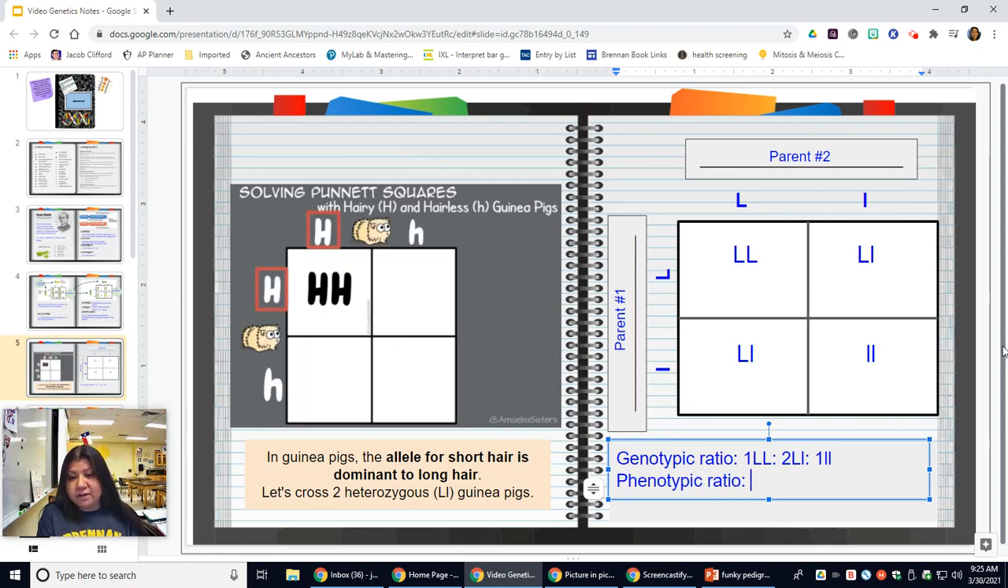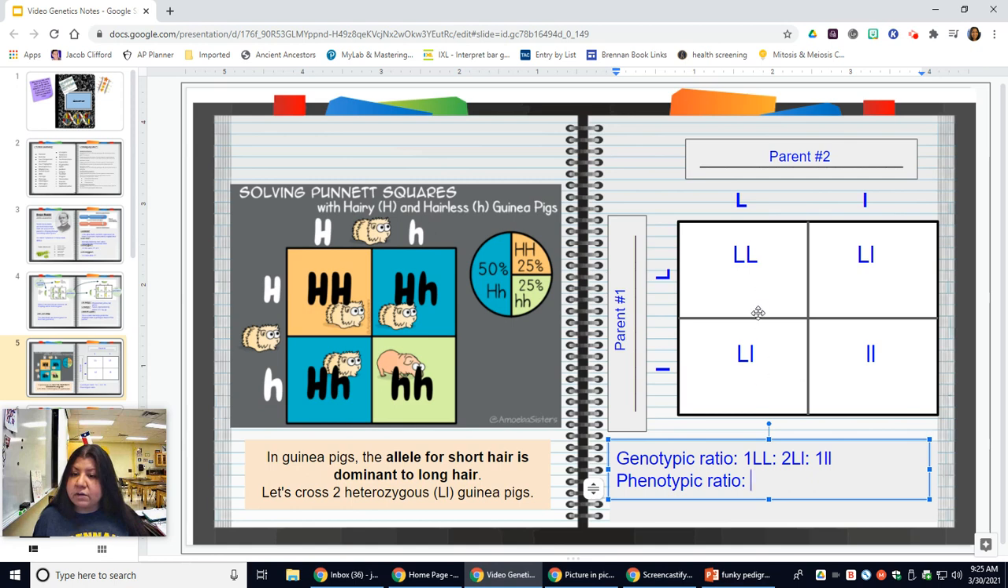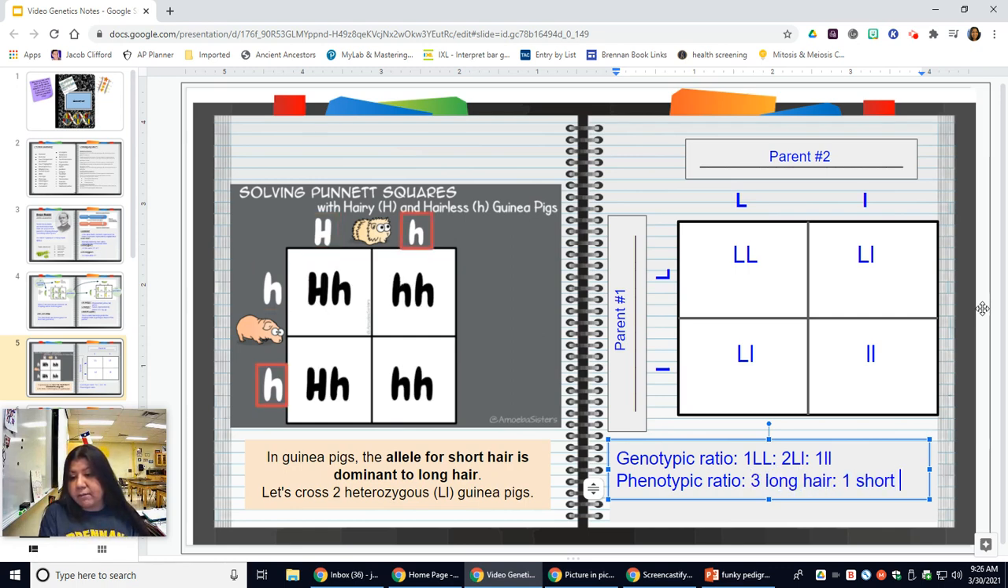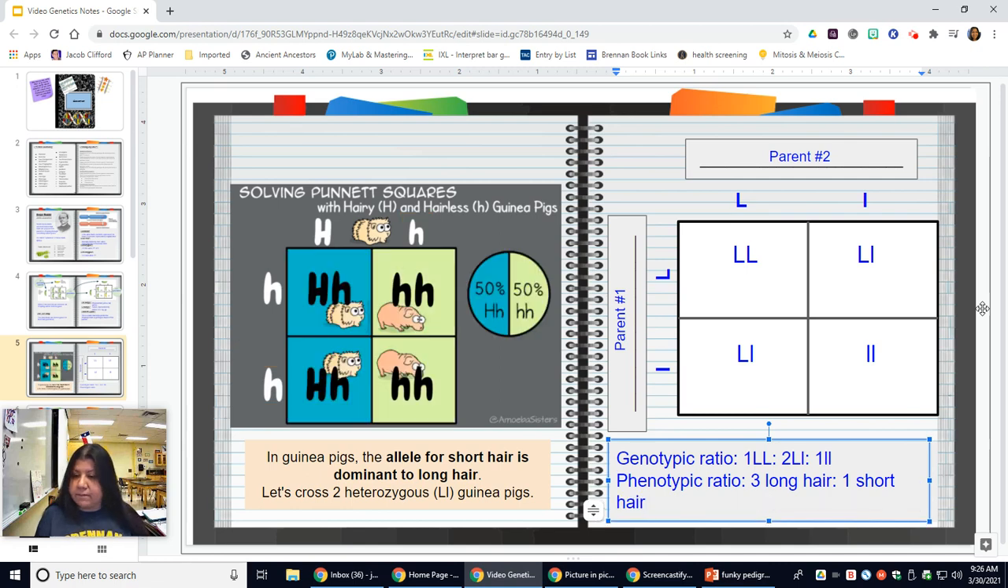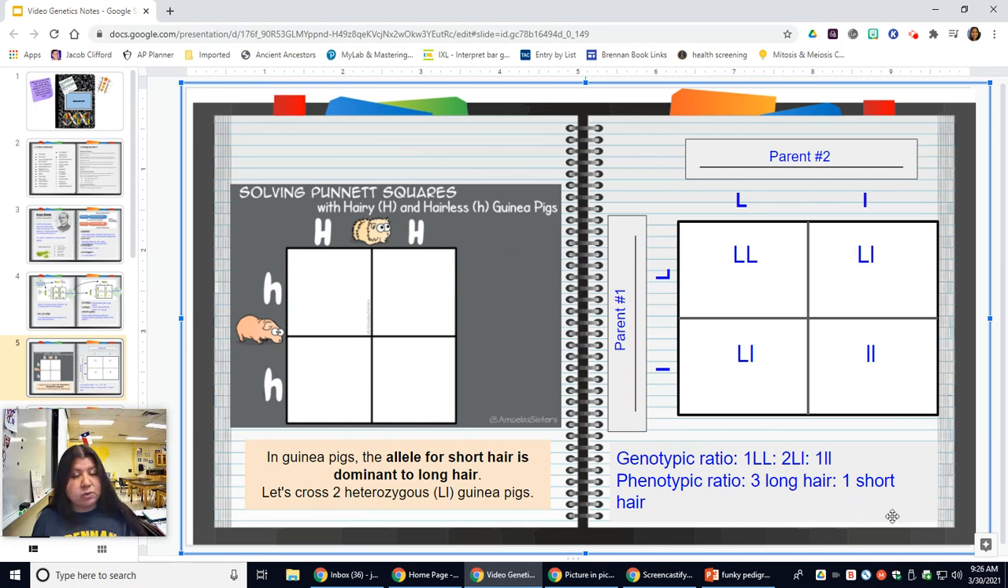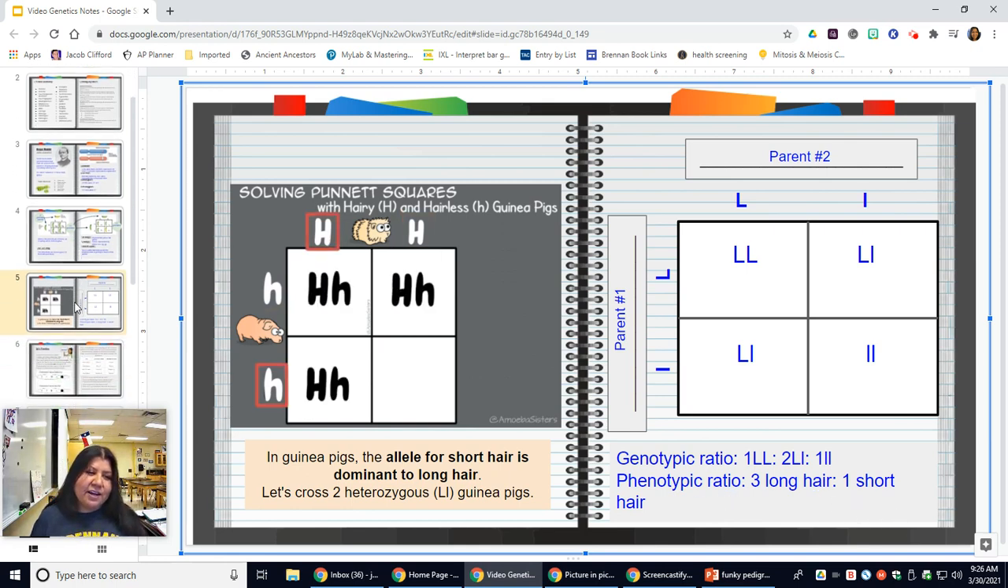But my phenotypic ratio, remember, long hair is dominant to short hair. So that means that 3 of my guinea pigs, 3 out of the 4, are going to have long hair. So I have 3 long hair to 1 short hair. Again, I could do percentages. I can do fractions.